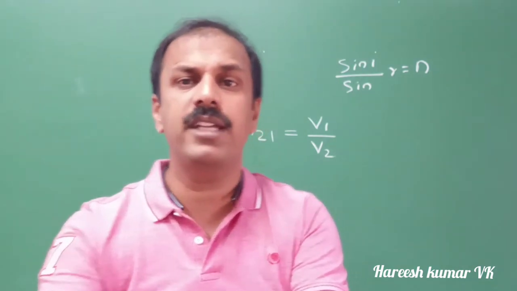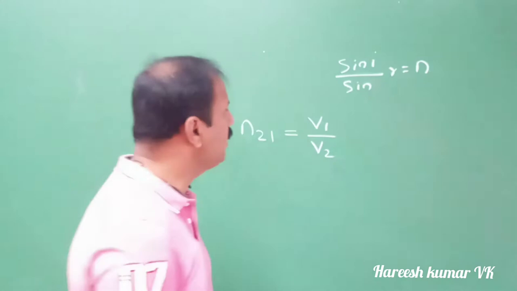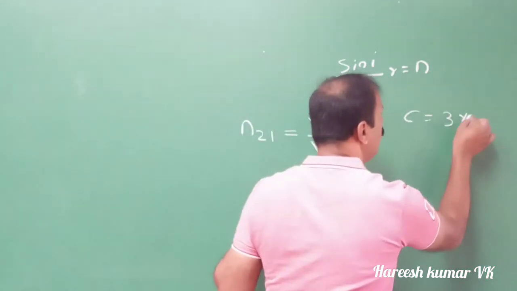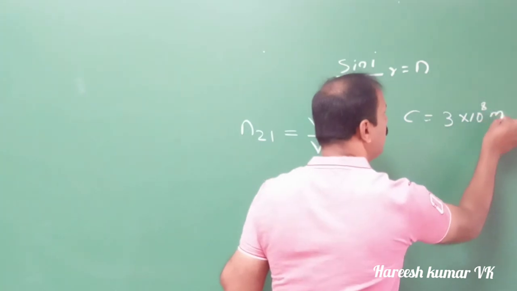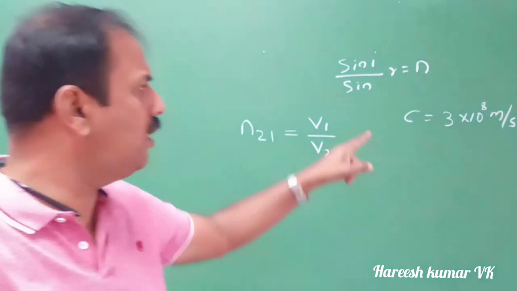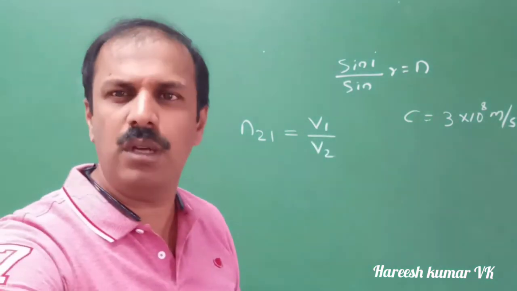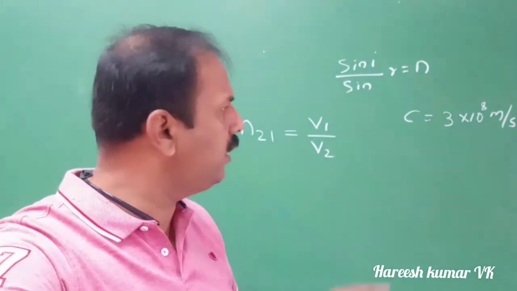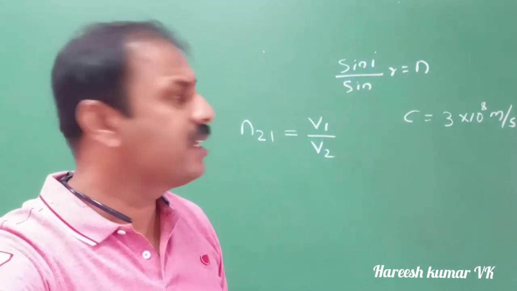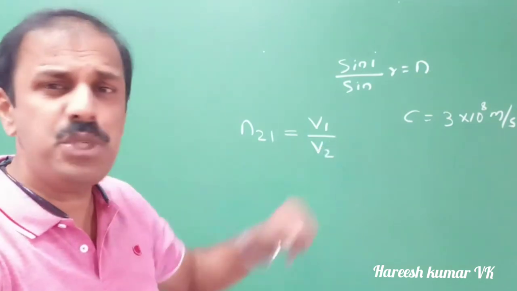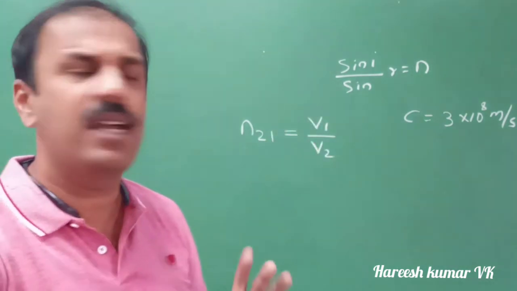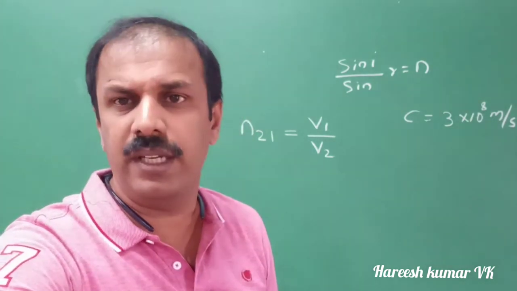The speed of light in vacuum is given by c, equal to 3 × 10^8 meters per second. C is the speed of light. There is no need to use the word velocity of light; you have to use the word speed of light. The speed of light is 3 × 10^8 meters per second. Actually it is 2.99 and then so many digits, so approximately we can say 3 × 10^8 meters per second.